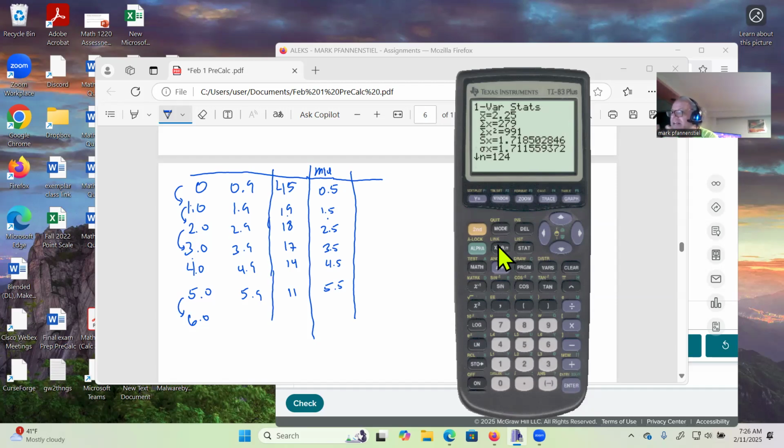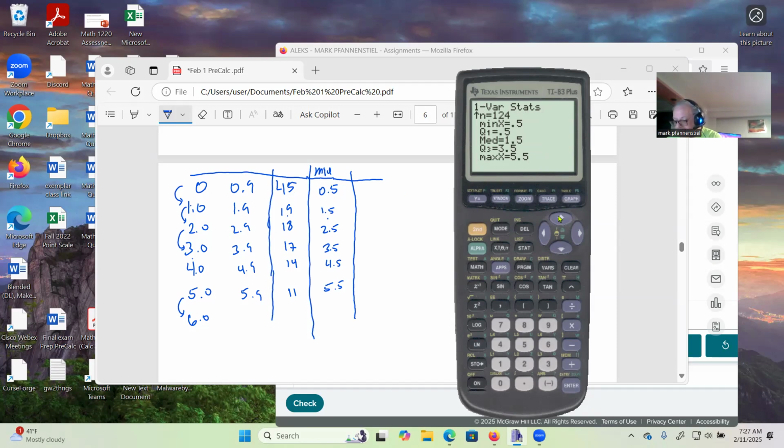You have the mean, you have the standard deviation. Remember, Sx is the sample standard deviation. Sigma x, this little sigma, is the population. There's a total of 124. If I added up all of these numbers here, with 45, 19, 18, that should add up to 124. We have our x bar. Technically, you can keep going. The minimum, quartile one, median, quartile three, max, all of that stuff shows up for you.